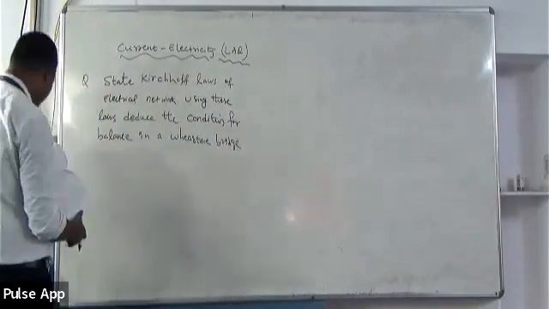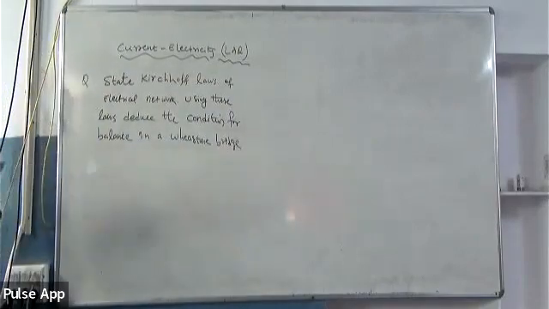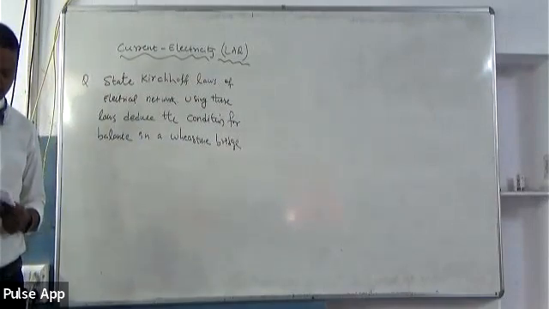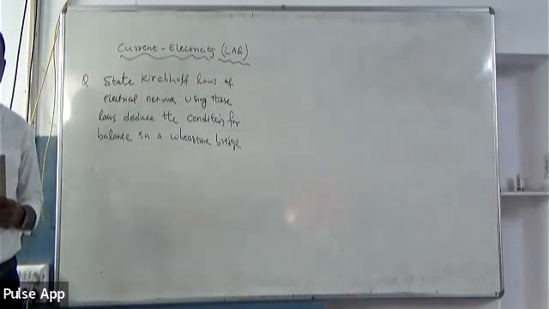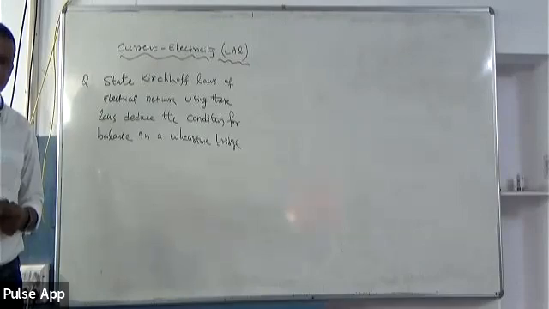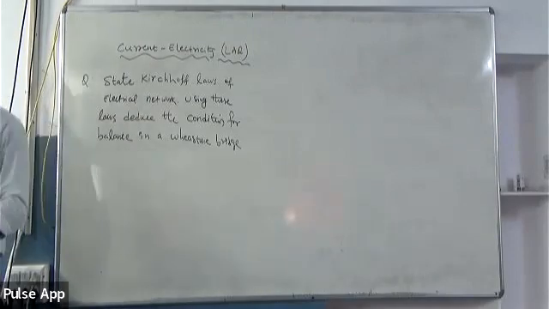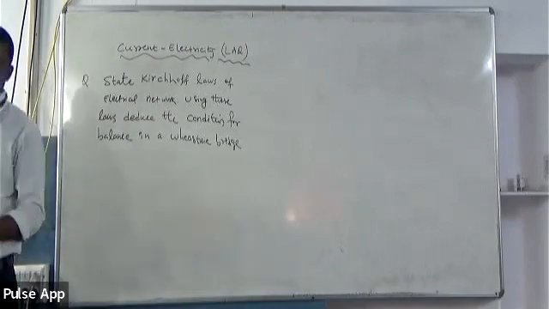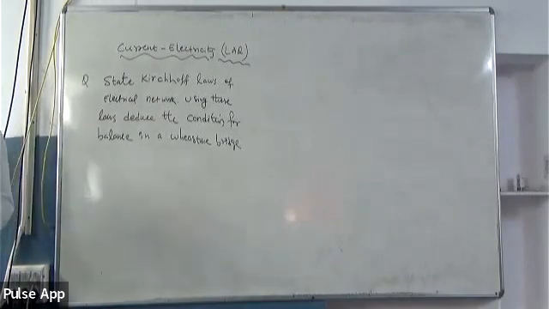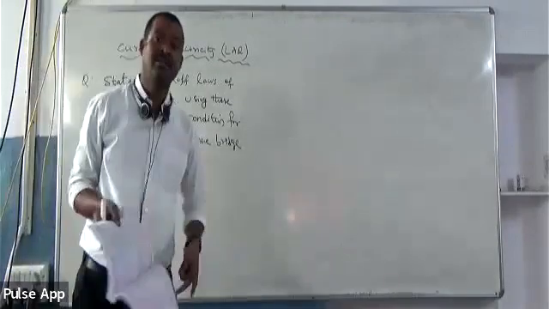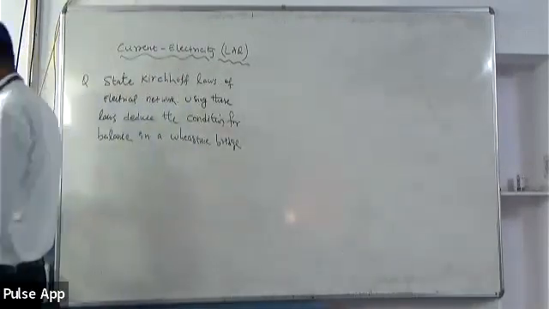Wheatstone bridge. The same thing they can ask in a different way: derive the balancing condition of Wheatstone bridge, or apply the Kirchhoff laws to Wheatstone bridge and derive the condition for Wheatstone bridge. Okay. So whether they ask the balancing condition of Wheatstone bridge or state Kirchhoff laws, the answer remains the same with different wording. We'll see what that explanation is.